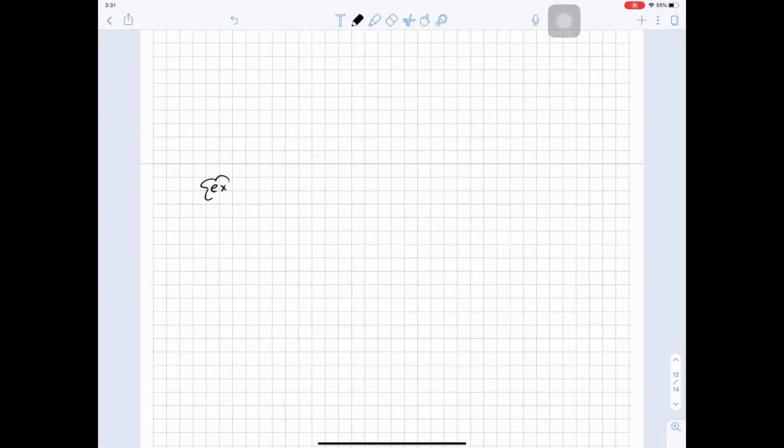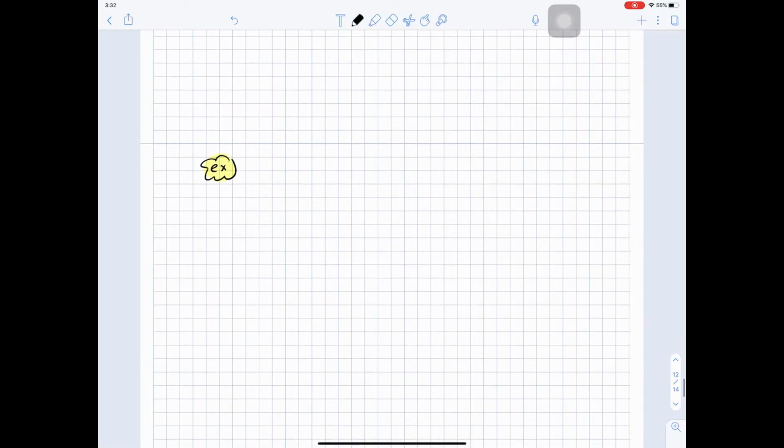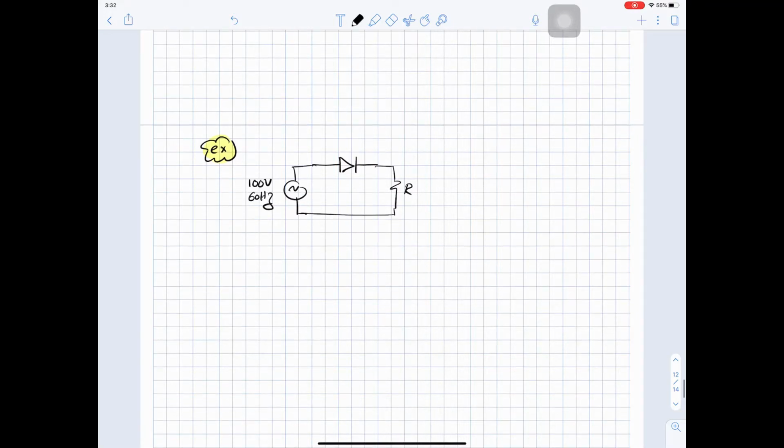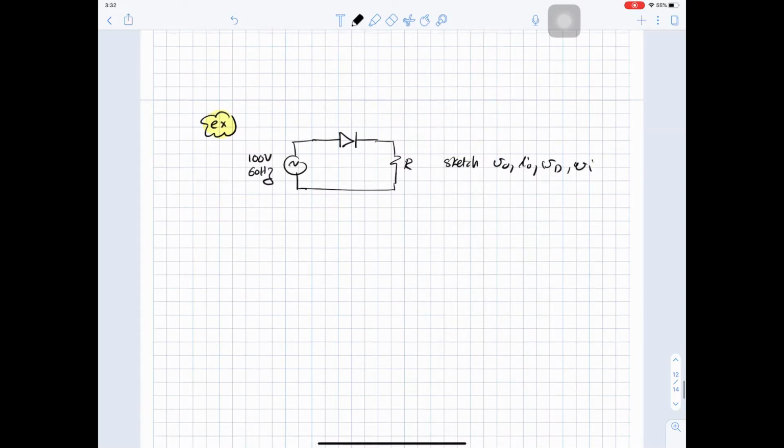Let's take an example. What is the difference between what we are doing and what you are expecting in the assignment or in the examinations? So if we have the circuit here and you are given a source, and this source say is 100 volt 60 hertz, and you need to sketch V out, I out, V diode, and Vn. So what will be the difference?